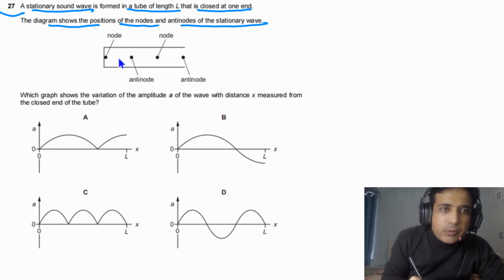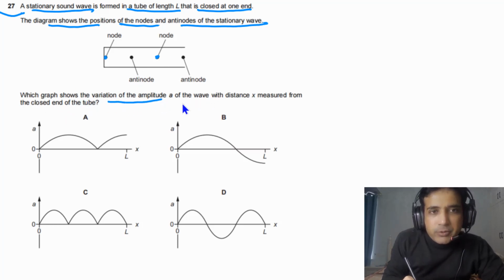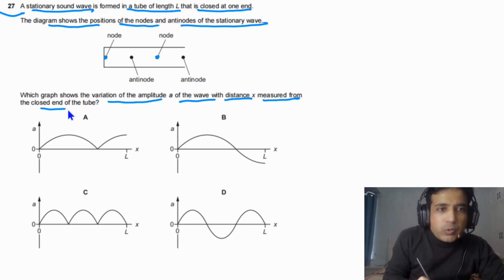So in this case, we have two nodes, and also we have two antinodes. We need to find out which graph shows the variation of the amplitude of the wave with distance x measured from the closed end of the tube, measured from here. Here distance is equal to 0, and we have a node here. So this has to start from 0.